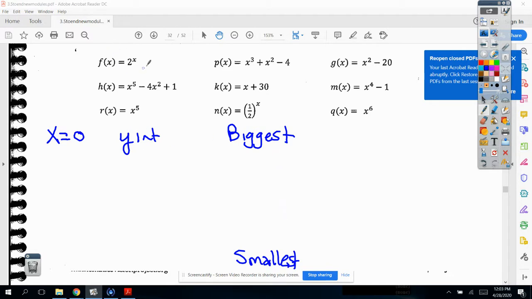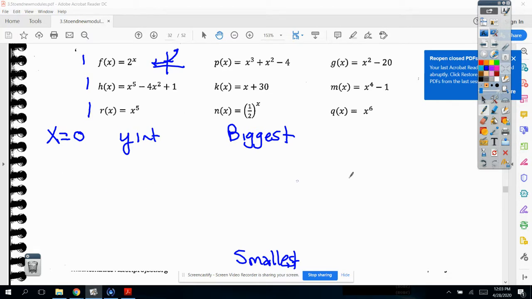What's the y-intercept of this? This is exponential growth. Exponential growth always starts at 0, 1. It's increasing so fast, double, double, double. The y-intercept here is 1. What's the y-intercept of this one? It would just be the constant when you plug in 0. So this is 1. 1 to the 5th is 1.